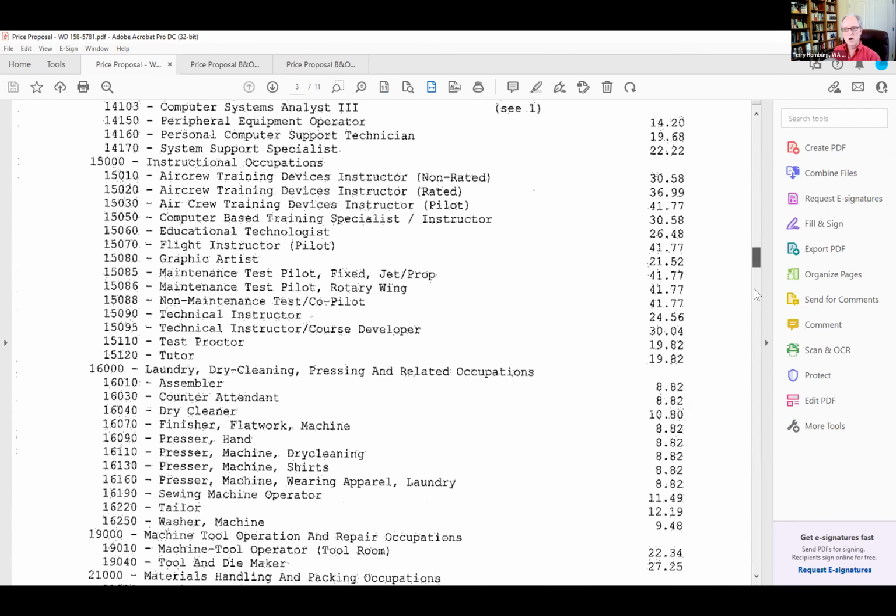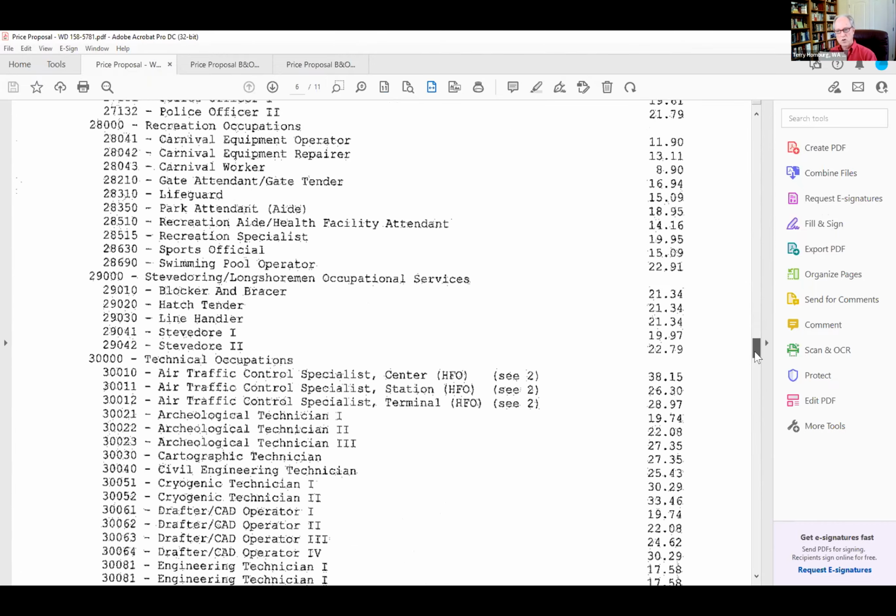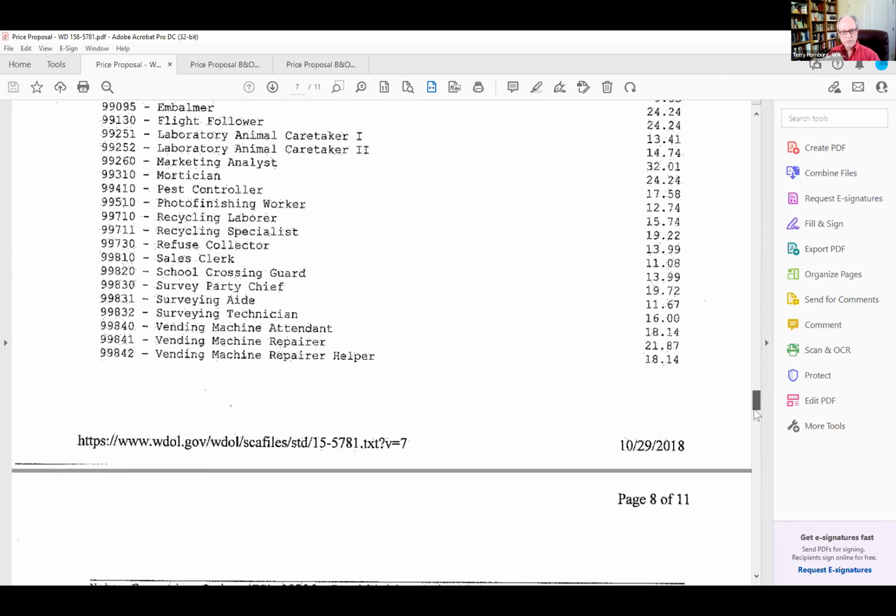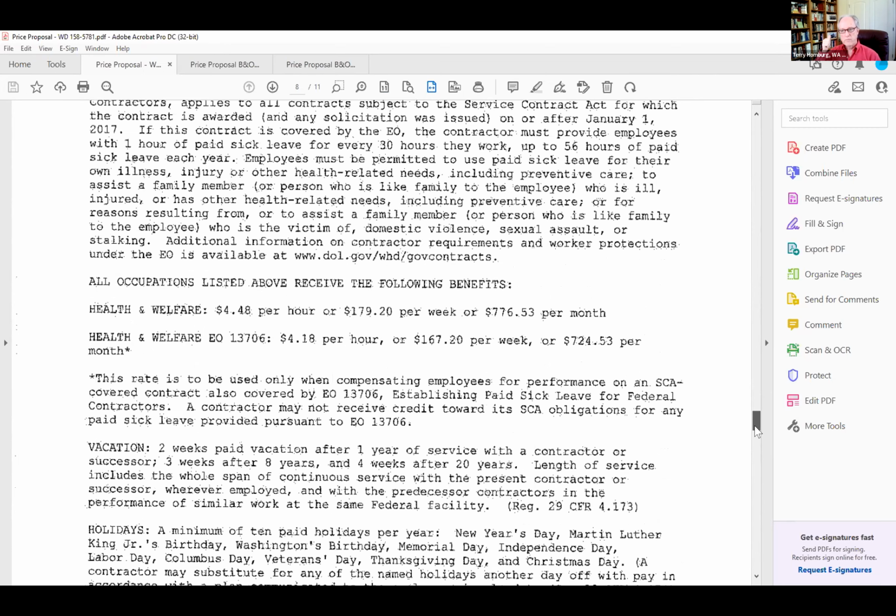Now we're getting into the other part of a wage determination, which is the fringe benefits. So not only do you have to pay your employees a minimum hourly rate, you also have to pay them fringe benefits. So on page 8 of this wage determination is the start of fringe benefits. And it says there, for example, health and welfare, you have to pay $4.48 an hour.